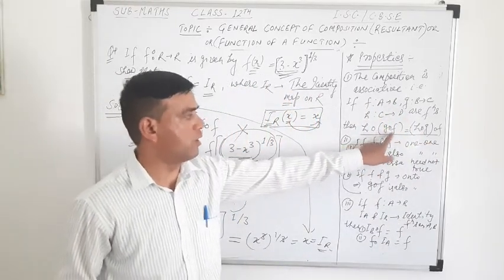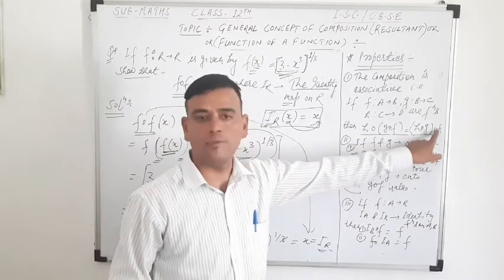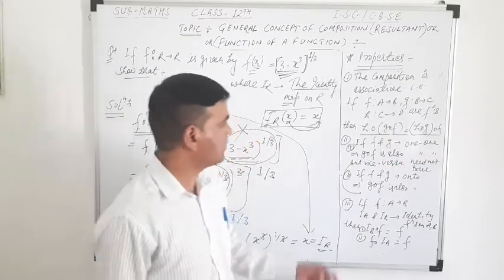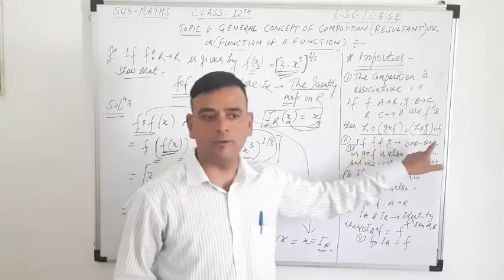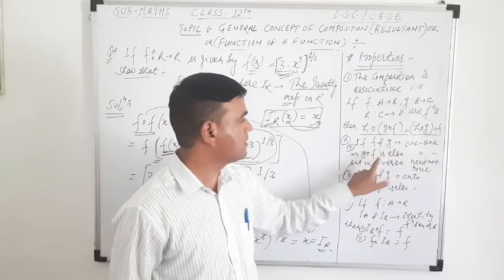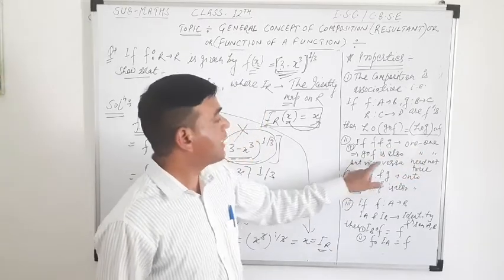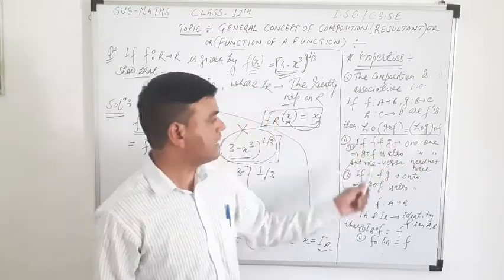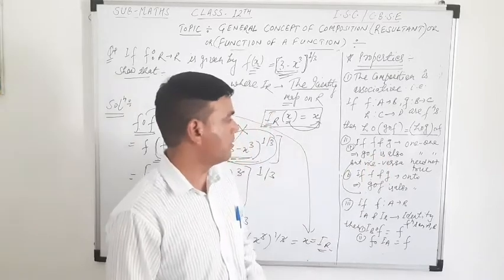h of (g o f) will always be equal to (h o g) of f. This you can easily prove from some examples. That is very easy. Second property: if two functions f and g are one-one functions, then the composite of f and g, that is g o f, is also one-one. But the vice versa is not true. It means if g o f is one-one, then it is not necessary that f and g separately will be one-one.